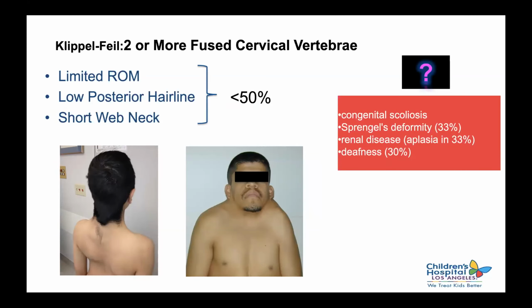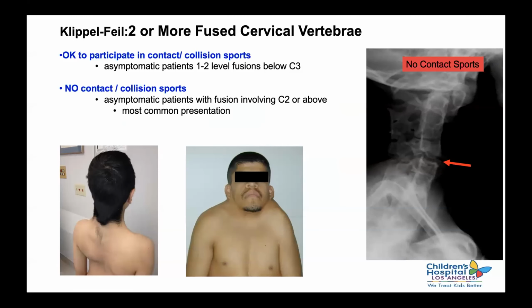It's defined as 2 or more fused cervical vertebrae. The classic triad of limited range of motion, low posterior hairline, and a short web is only present less than half the time. You should know this. This is a frequent source of test questions. So when kids have Klippel-Feil, think that they have other congenital scoliosis, Sprengel's deformity, renal disease, or deafness. That comes up on a lot of test questions.